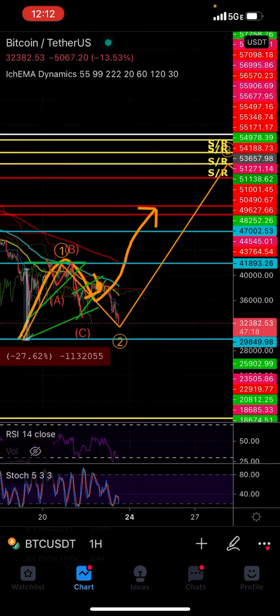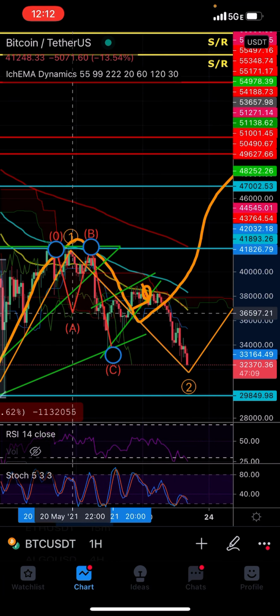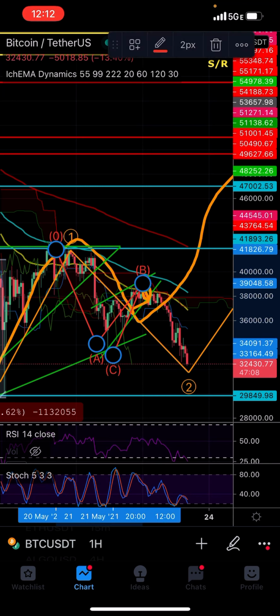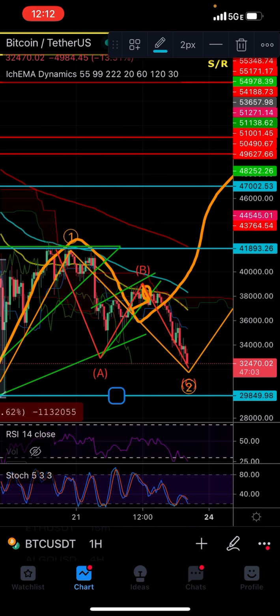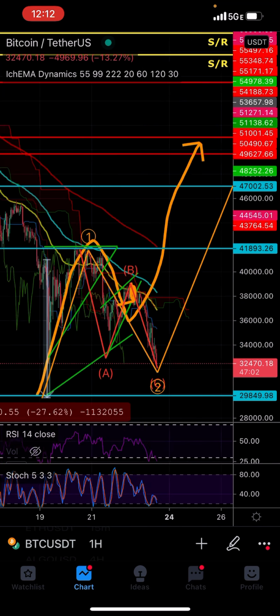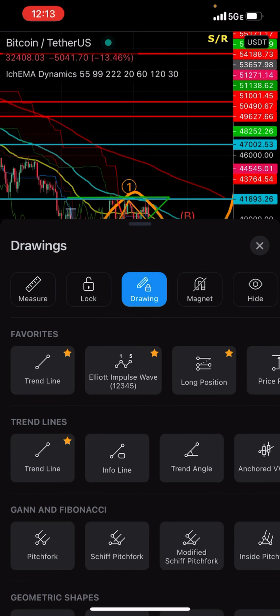We already have this ABC correction. Let me show you what that looks like. So the ABC goes like this. There we go. So there's your ABC, right? So initial wave 1, ABC correction for wave 2, anticipating a potential target for wave 3. Again, assuming that this were to play out that way.